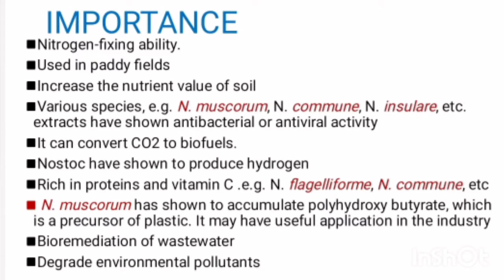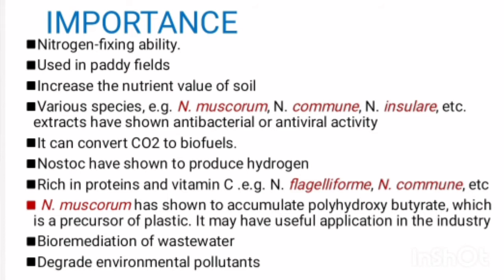Next is the importance of Nostoc. Nostoc are important nitrogen fixers. It is used in paddy fields and is also used to increase the nutrient value of the soil. Several species like Nostoc muscorum, Nostoc commune, and Nostoc insulare have antibacterial or antiviral activity. Nostoc can convert carbon dioxide to biofuel. Nostoc have been shown to produce hydrogen. They can be used for the bioremediation of wastewater and can degrade environmental pollutants.